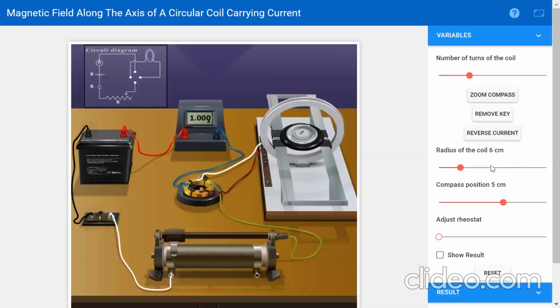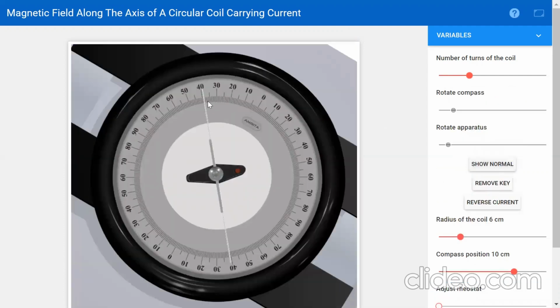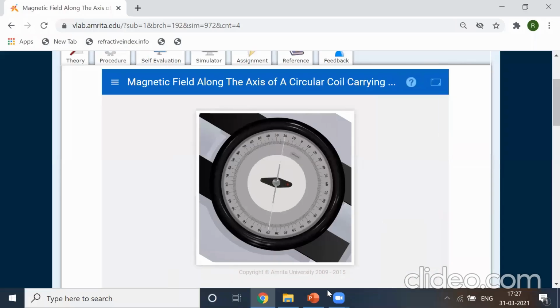Then again change this to some other distance, and again note down theta 1 and theta 2 for both forward and reverse current, and so on, on the right-hand side and also on the left-hand side. And note down the deflection.